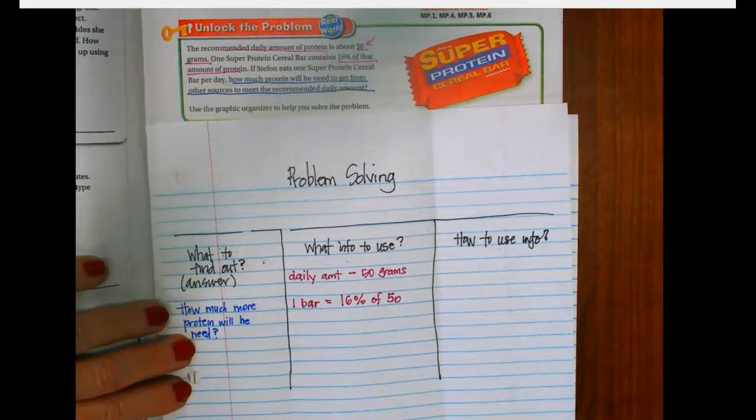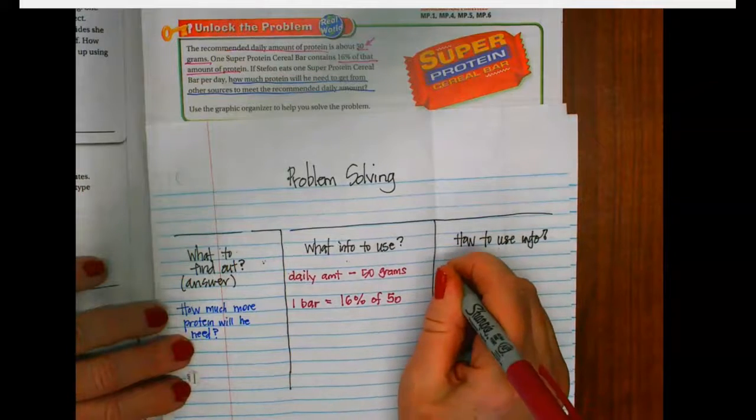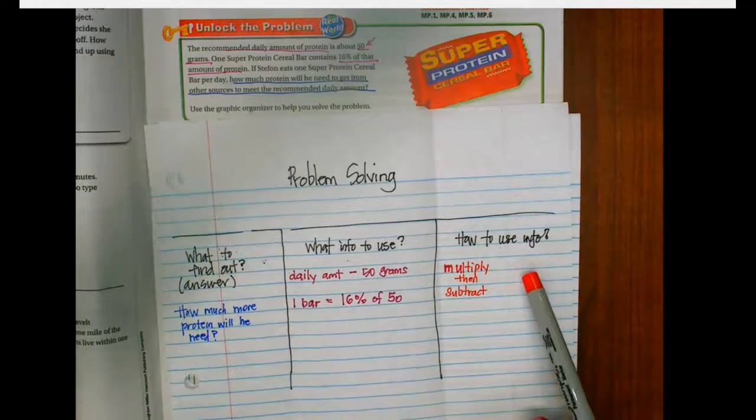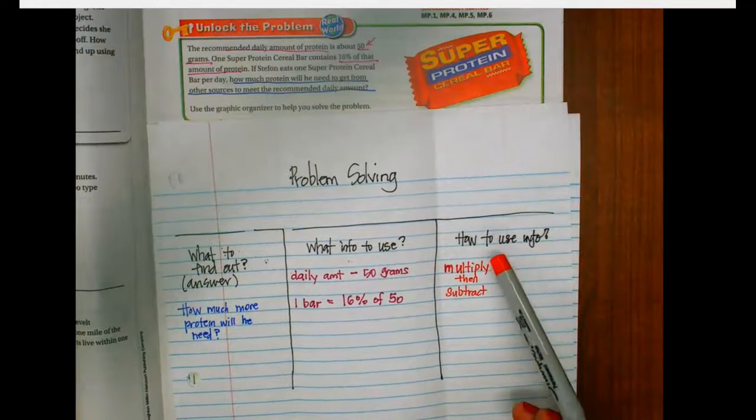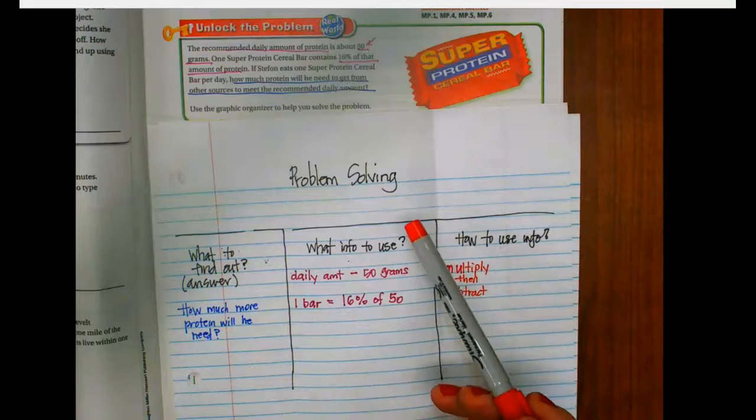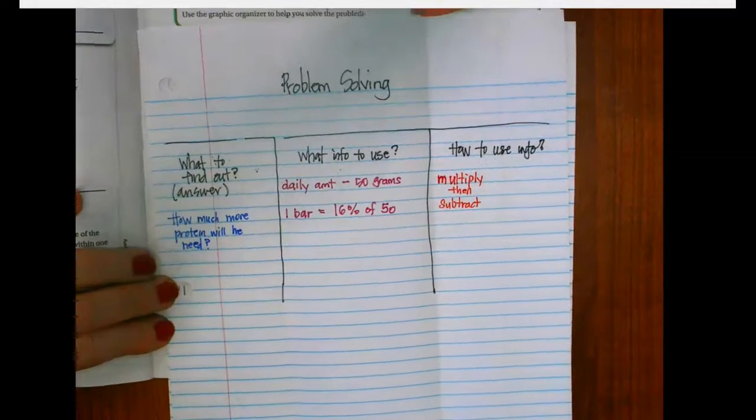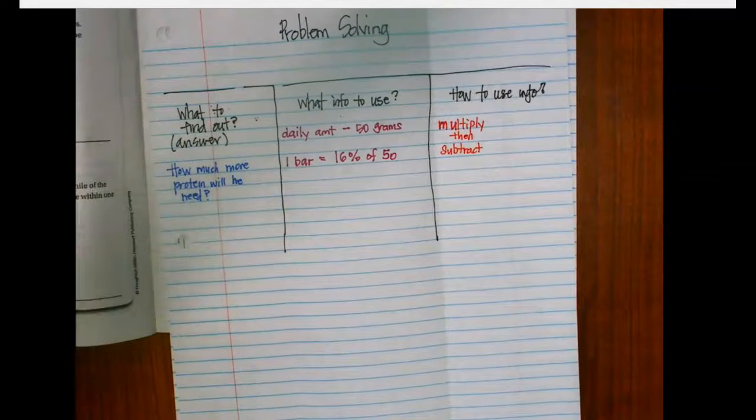We're going to be doing a number of things. How are we going to use it? Well, we're going to be doing some multiplying. We're going to multiply and then subtract. Sometimes you may have to get started on the problem and then go along and fill this in. All right, so we are now ready to solve the problem.